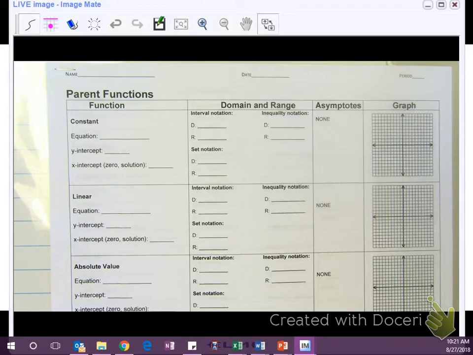Okay, at this point, you should already have these functions graphed. Oh, I should have the... Hang on, let me pause.